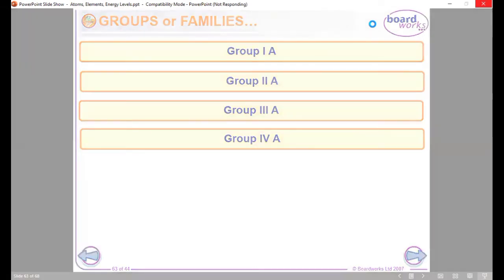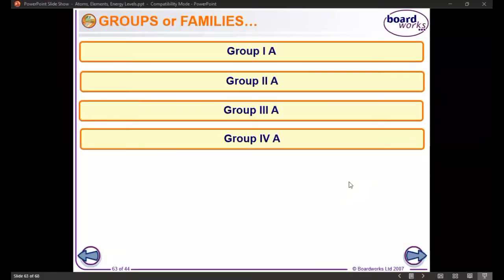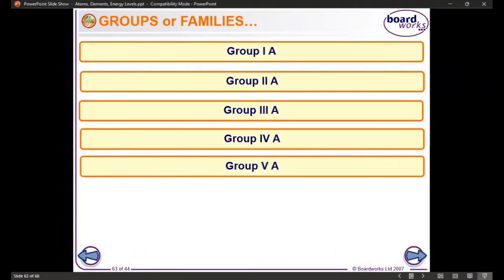And then we have group 5A. Group 5A are the nitrogen group. Members of this group have 5 valence electrons. Nitrogen makes up about 80% of the air at normal temperatures and atmospheric pressures.